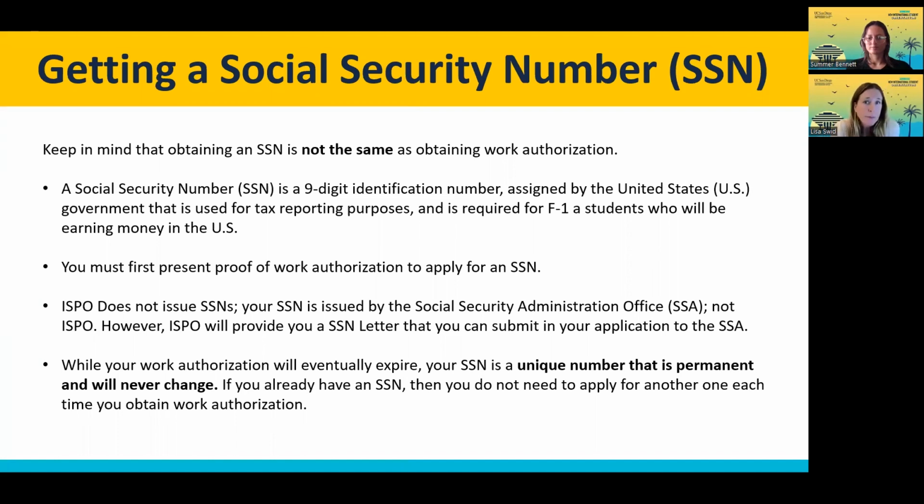So just in general, the social security number is a 9-digit identification number, which is assigned by the US government, and it's used for tax reporting purposes. And it's required for F-1 students who will be earning money in the United States. So if you're doing an unpaid internship or volunteer position, then you will not need a social security number. Again, this is only required if it's a paid position. It's a unique number that is permanent and it will never change. So if you're already in the United States, if you've been here already and you already have a social security number, then you will not need to apply for another one each time you obtain work authorization.